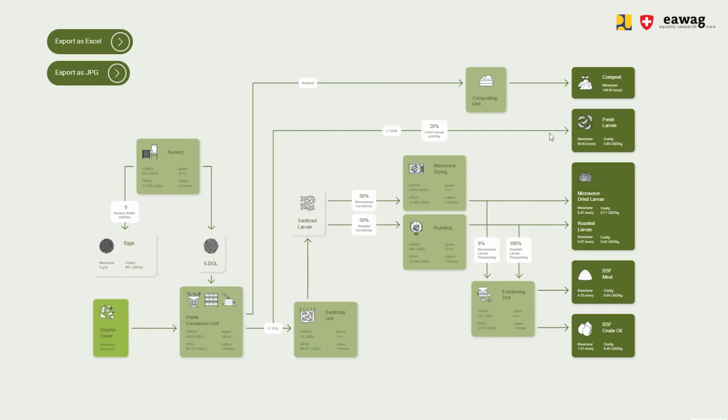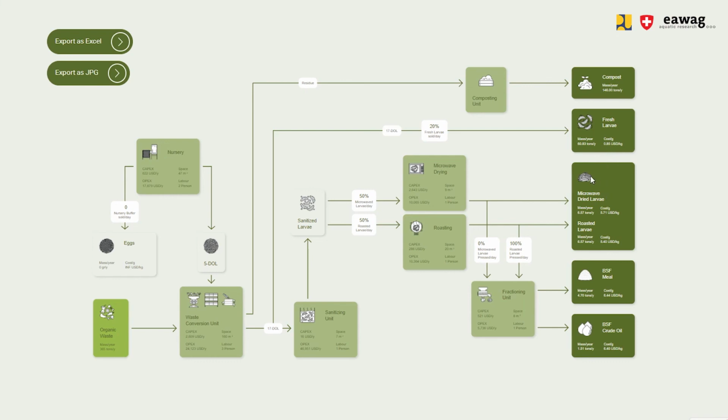Now, the second one is the fresh larvae. Here we see that because we filled in that 20% of the fresh larvae are sold live, so they are not further processed, we are producing almost 61 tons per year. And the cost per kilogram of products produced is $0.85 per kilogram, meaning that if you, for example, are able to sell your larvae at $1 per kilogram, you are covering the operational cost, and there is an additional margin that you get.